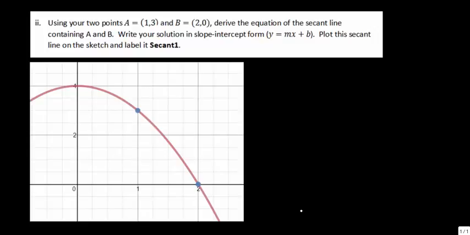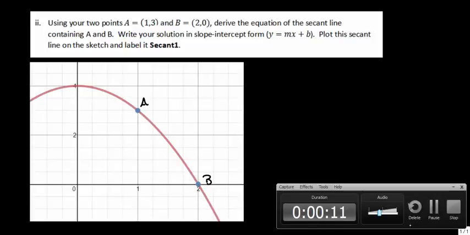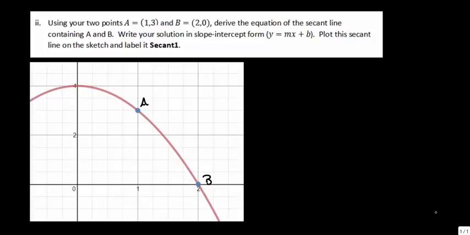Here's where the problem gets a little bit more interesting. What we need to do is take our points A and B, and draw a secant line through A and B. Go ahead and grab my straight edge here. So let's see if we can't draw a line through there. Okay, so this line right here is the secant line through the points A and B.